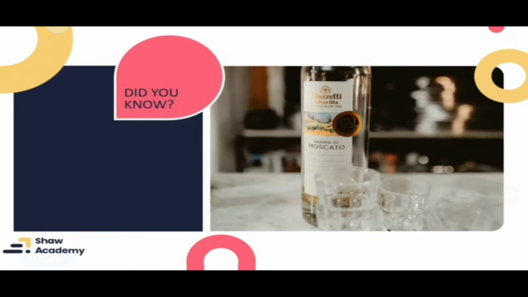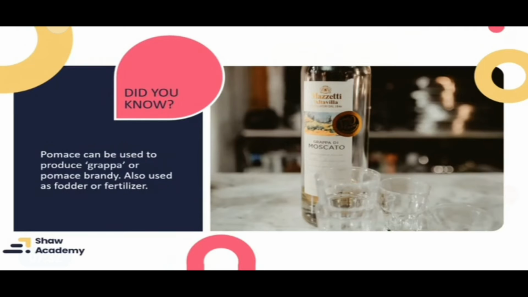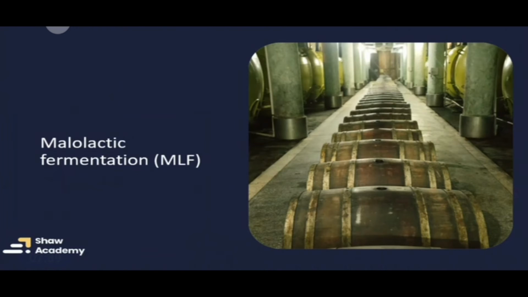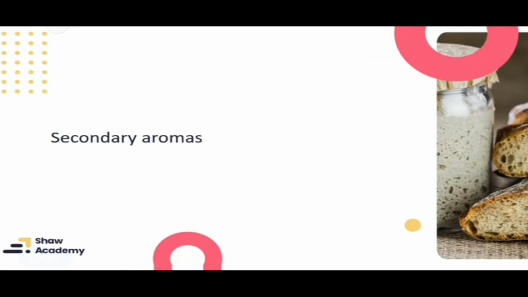Did you know that grape pomace traditionally was used to produce pomace brandy or grappa? It can also be used as fodder or fertilizer, so nothing really goes to waste. Once the wine has been pressed off and has been put into a holding vessel, it will then undergo a secondary fermentation or malolactic fermentation. We touched on this briefly during lesson 5.